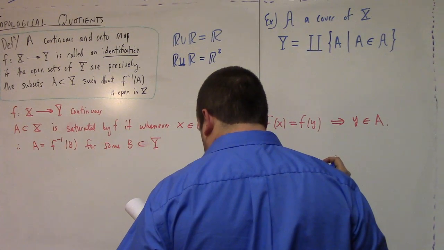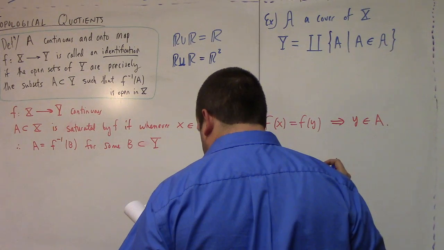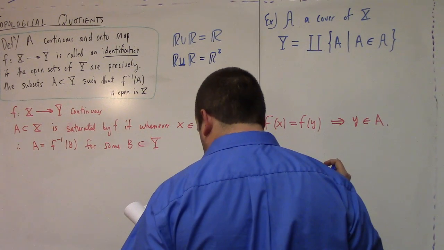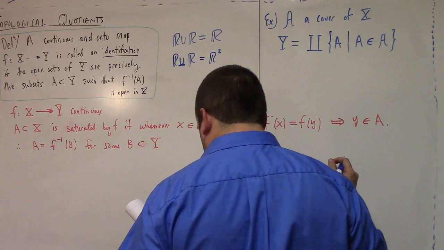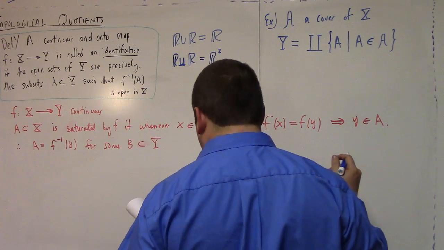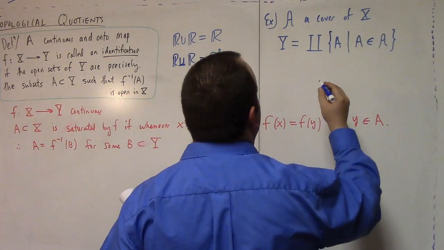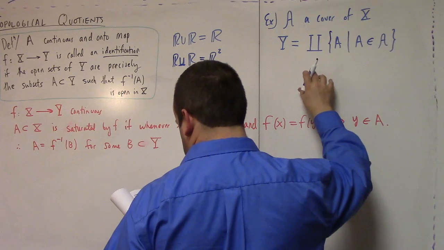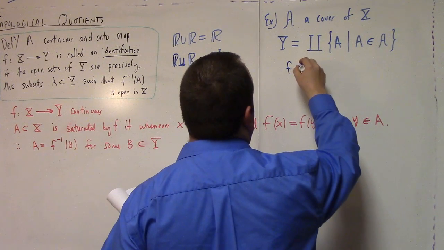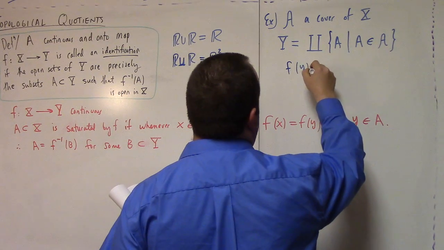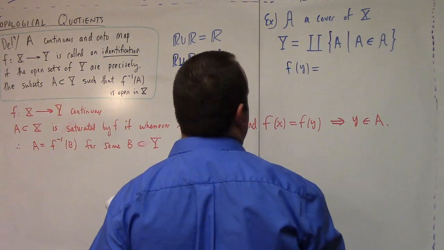He says the natural map Y to X is continuous, onto, and an identification if and only if A is an identification cover. So what would the natural map be? We call it F. So F of y equals what?